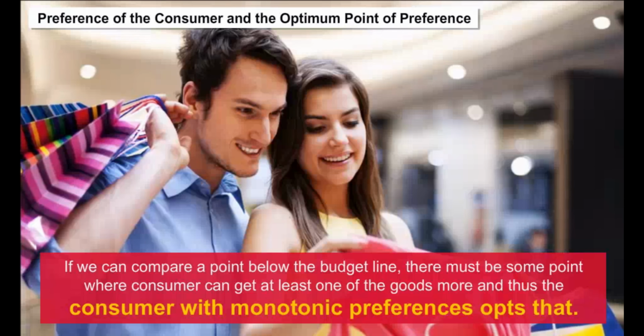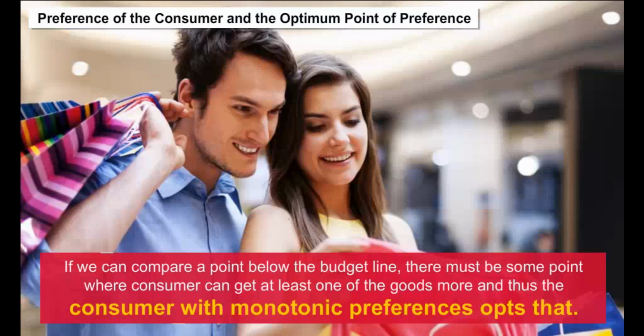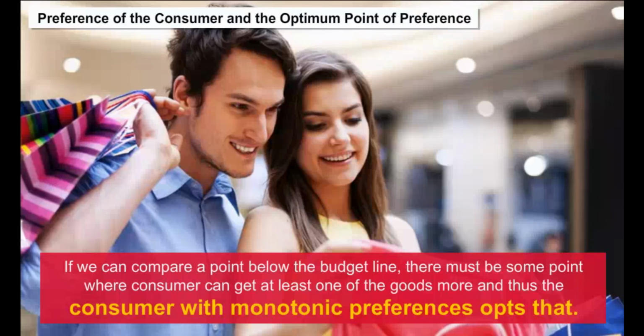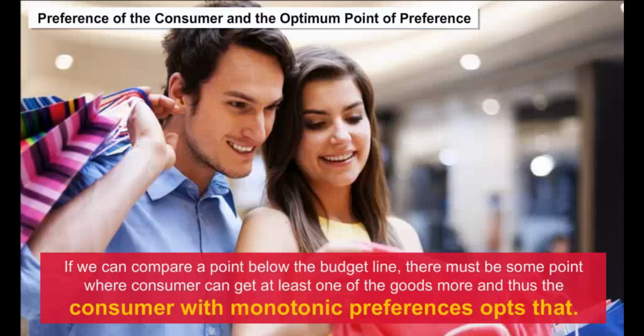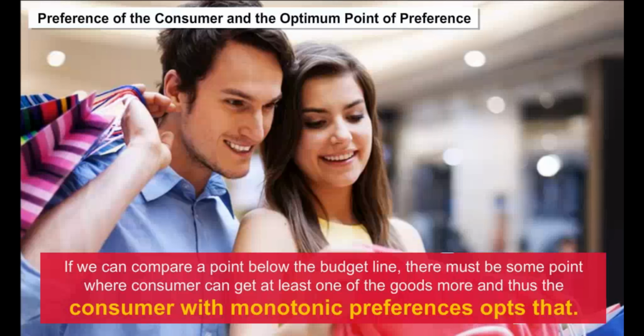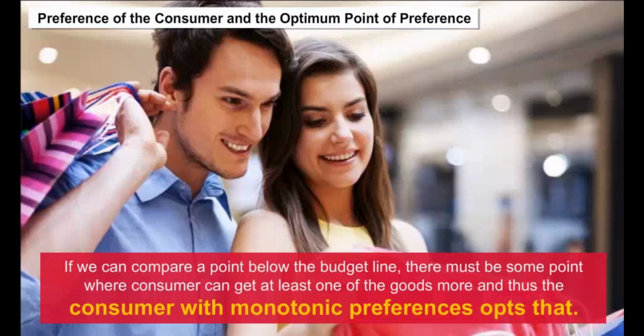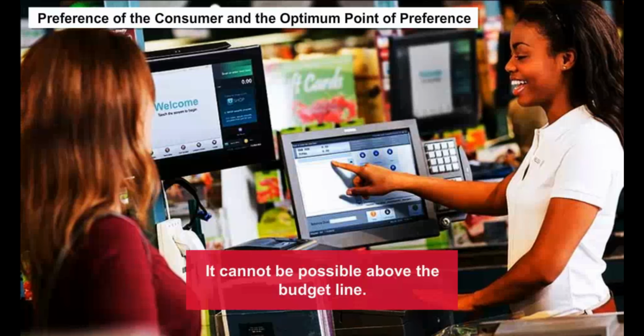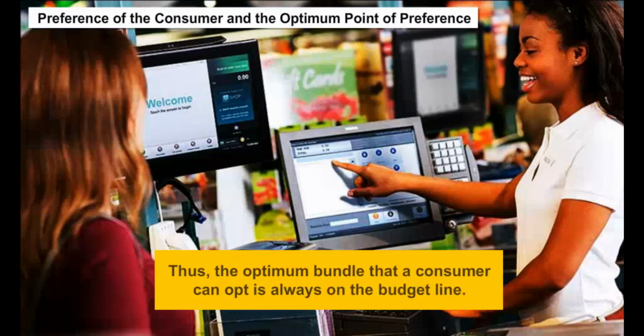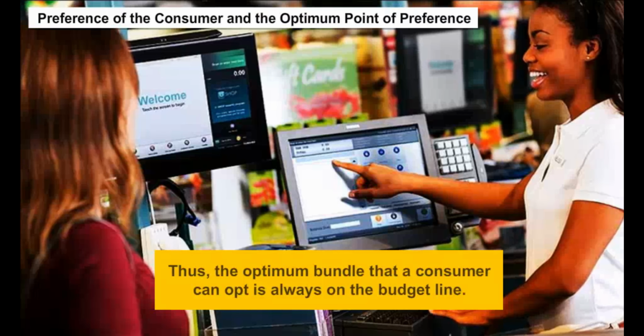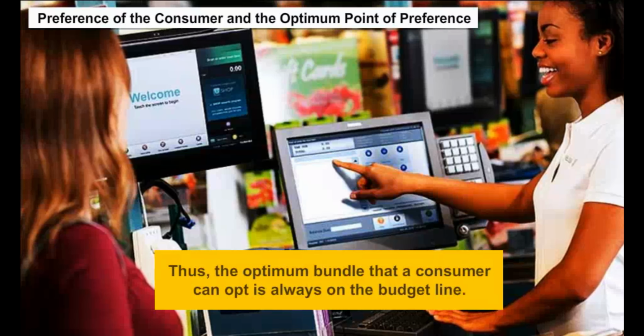If we compare a point below the budget line, there must be some point where the consumer can get at least one of the goods more, and thus the consumer with monotonic preferences opts for that. It is not possible to choose above the budget line. Thus, the optimum bundle that a consumer can opt for is always on the budget line.